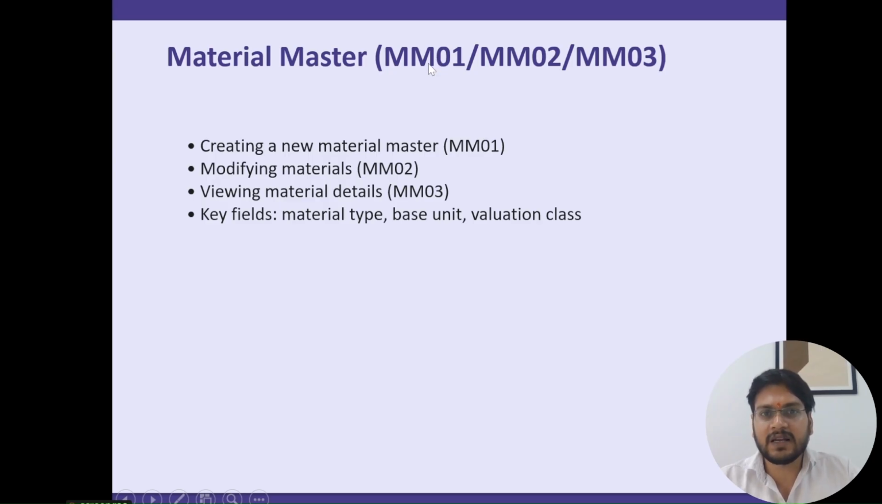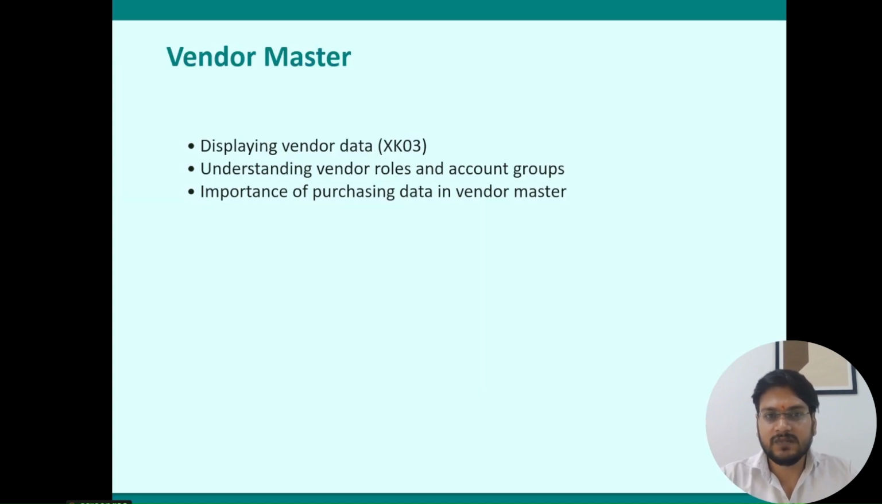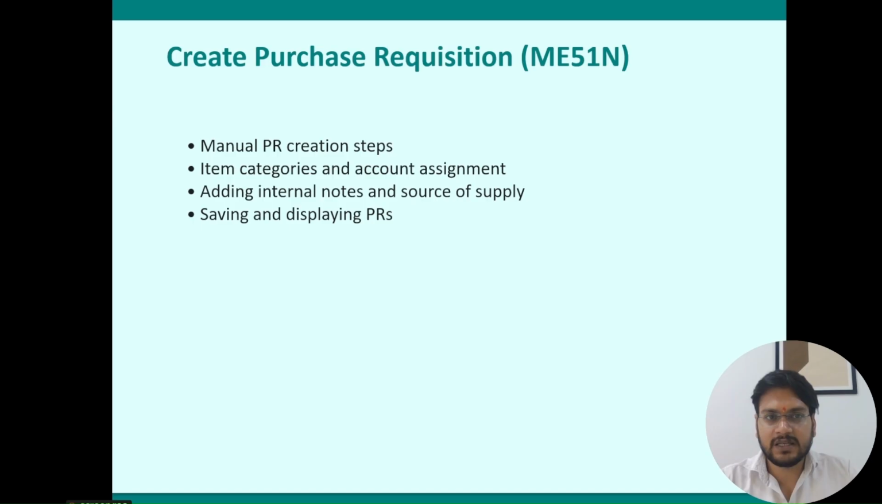You can create a raw material, a finished product, or a customized material, that we will see. Valuation class, valuation area, all of that we will see. And what is a vendor master record, and how we can create a vendor master record in ECC and in S4 HANA, that also we will see.